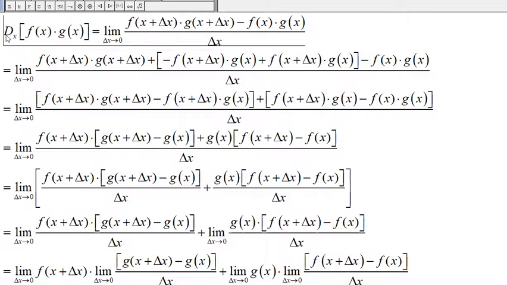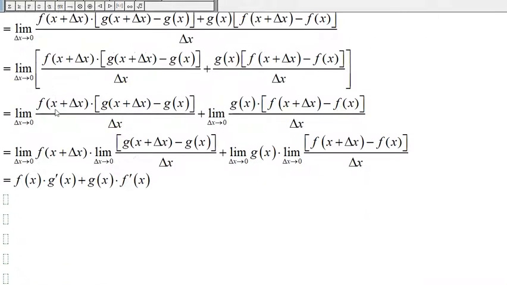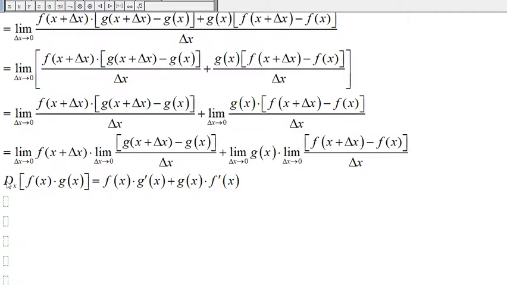And that's the derivative of the product. And so the derivative of f of x times g of x is going to be f of x times the derivative of g of x, and then plus g of x times the derivative of f of x. And we call this the product rule.